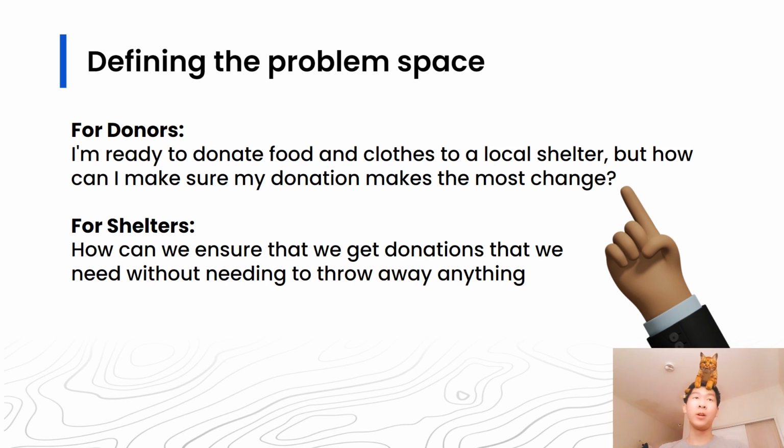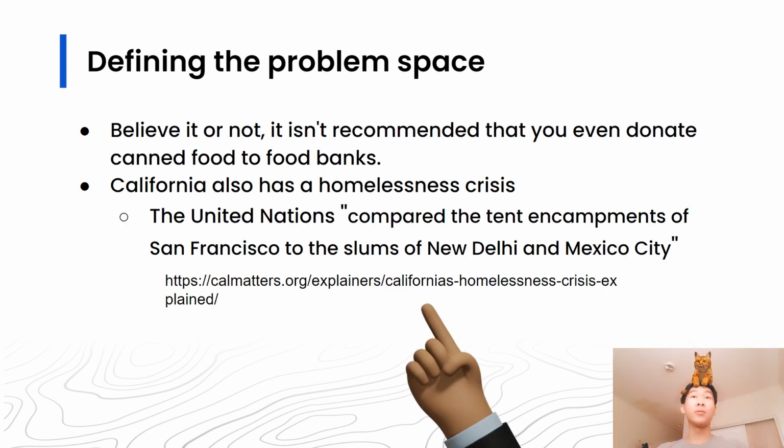First, as a donor, I need to make sure that the food or clothes that I donate to a shelter or food bank really makes an impact and makes the most change. From the shelter's perspective, we need to ensure that any donations that we get, we really need so that we don't have to throw it away. Because believe it or not, it's recommended that you don't even donate canned food to food banks simply because one, a lot of them are already expired, and two, they're already extremely high in sodium, so they're not the most nutritious source of food.